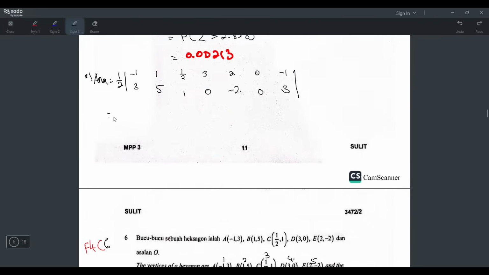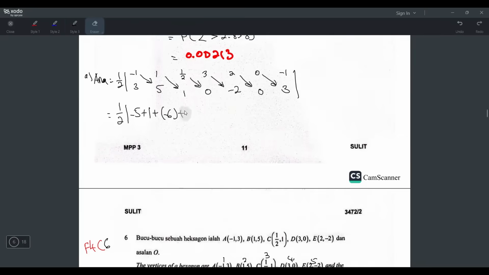Now we just have to multiply. You have to cross multiply, and always start from the top number. So negative 1 times 5, negative 5, and then plus. Write the plus first. Then 1 times 1, 1, and then plus. 1 over 2 times 0, 0, no need to write. And then plus 3 times negative 2, negative 6, so bracket negative 6. And then plus. 2 times 0 is 0, no need to write. 0 times 3 is also 0, no need to write.